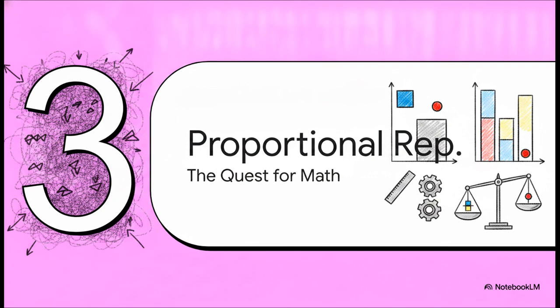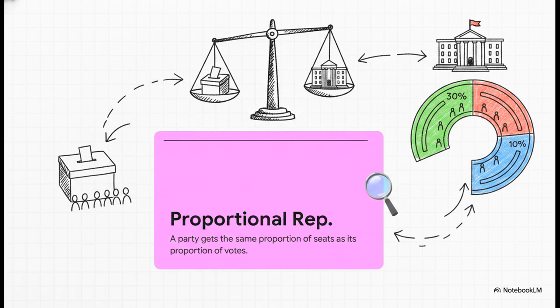Section 3, Proportional Representation, the Quest for Perfect Math. So that brings us to a fundamentally different approach, which is the proportional representation system. You'll see this used in countries like Israel and the Netherlands. In this setup, voters generally choose a political party rather than an individual candidate. And the math here, it's beautifully elegant. If a party gets exactly 30% of the national votes, boom, they are awarded exactly 30% of the seats in parliament. Every single vote counts towards that national proportion, leaving almost 0 votes, quote-unquote, wasted. It's really a quest for this perfect mathematical representation of the public's will.